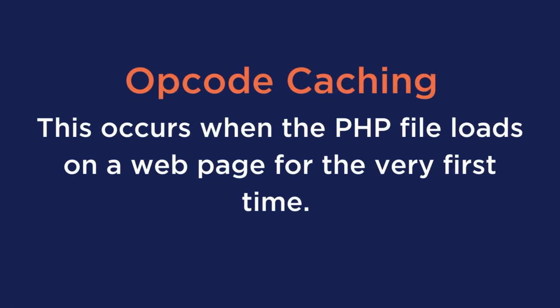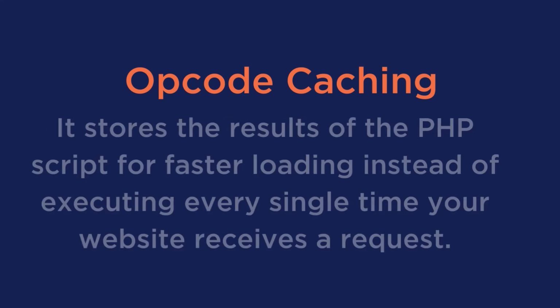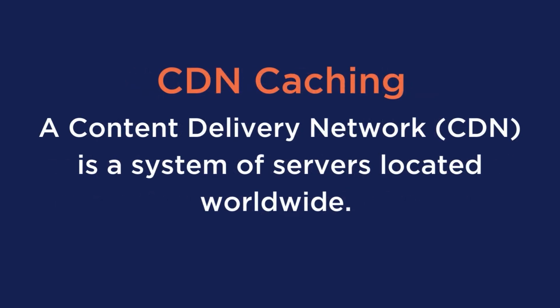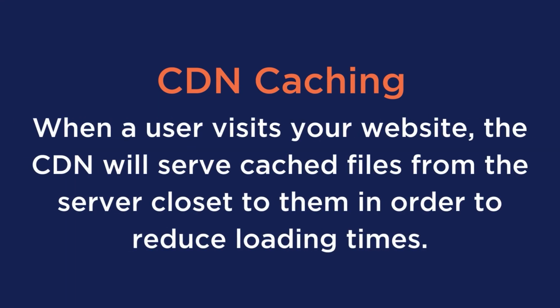Opcode caching. This occurs when the PHP file loads on a web page for the very first time. It stores the results of the PHP script for faster loading instead of executing every single time your website receives a request. And third is CDN caching. A content delivery network is a system of servers located worldwide. When a user visits your website, the CDN will serve cache files from the server closest to them in order to reduce the loading times.